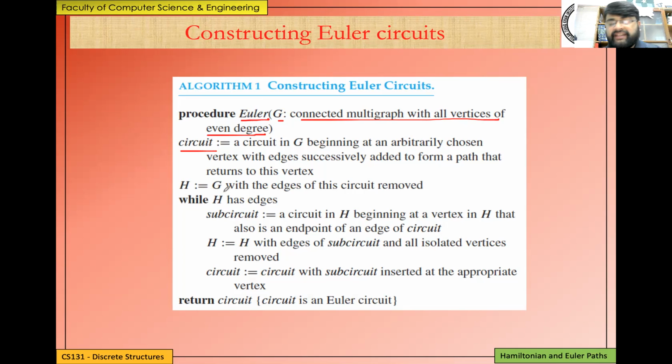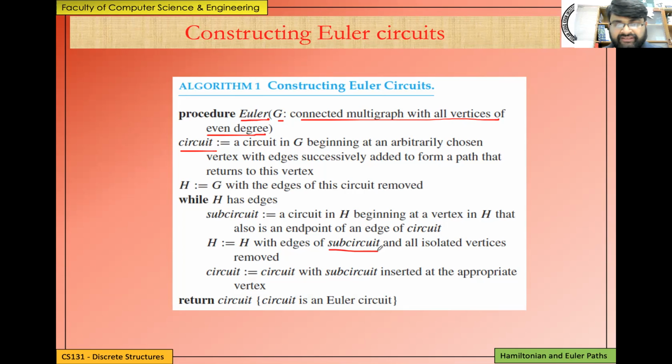Until H has no edges, you keep getting subcircuits, and whatever subcircuit is pointed out, you add it to the circuit, so the circuit has the subcircuit inserted at the appropriate vertex. Subcircuits are inserted continuously into the circuit. With each insertion, the subcircuit edges are removed, and any vertex that becomes isolated is also removed from H. This keeps running until H has no edges remaining.